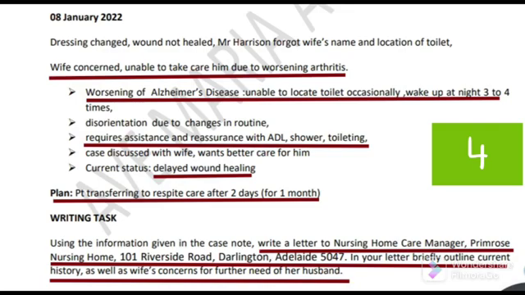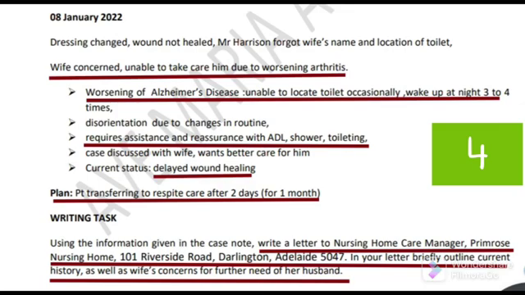The current status is delayed wound healing. They have given the current status for when you are writing the exam. The plan is the patient transferring to respite care after 2 days for 1 month. So this is the plan. You have to mention it in the introduction paragraph and the recommendation paragraph. In the recommendation, they didn't mention anything regarding the dressing changes. Maybe it will come inside the respite care, but they specified assistance and reassurance with daily living activities. That one we can mention in the recommendation paragraph.